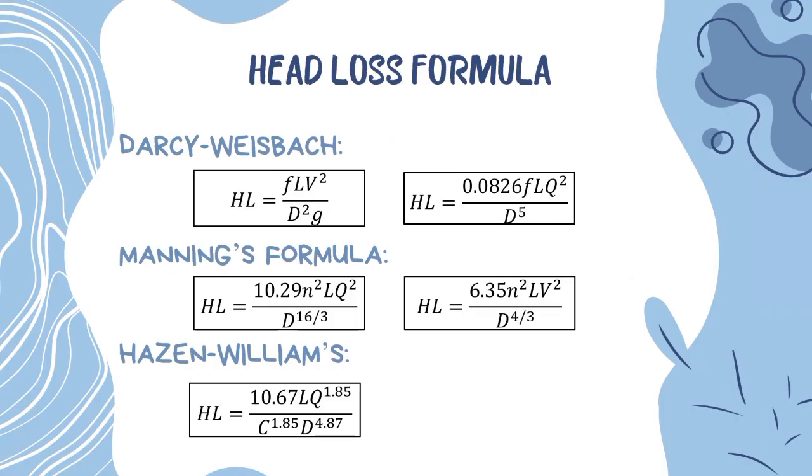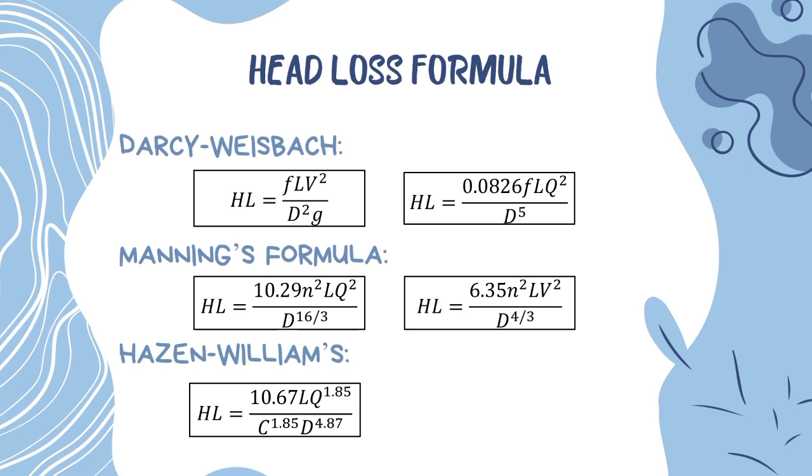Right here we have our head loss formulas. First, we have the Darcy-Weisbach equation, which is HL is equal to FLV squared over 2DG, or HL is equal to 0.0826 FLQ squared over D to the power of 5 for circular pipes in SI units. And F is our friction factor for the Darcy-Weisbach.